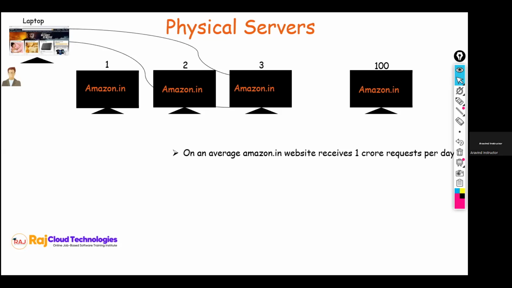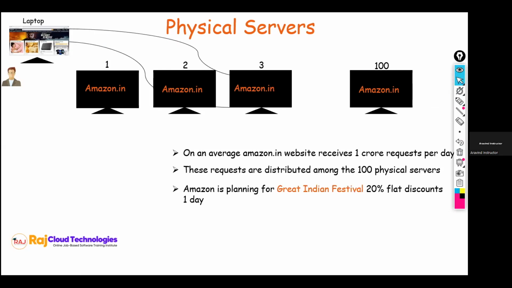On an average, let's say the Amazon website is receiving 1 request per day. Means this person is not the only person who will access the website. In India, if there are 140 crore people, at least 1 crore people will access this website daily. And these 1 crore requests are not only going to the third server. 1 crore requests are distributed between all these 100 servers. Means 1 lakh here, 1 lakh here, 1 lakh here. All the requests are distributed among these 100 servers.